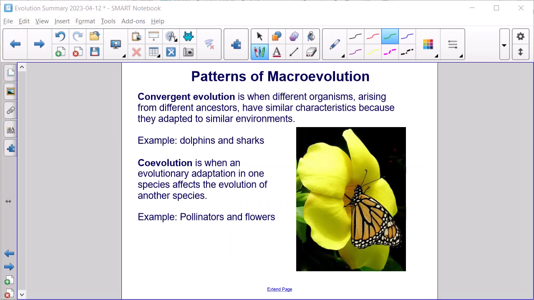Divergent evolution can arise from disruptive selection. Convergent evolution is when different organisms, arising from different ancestors, have similar characteristics because they adapted to similar environments. For example, dolphins and sharks. Coevolution is when an evolutionary adaptation in one species affects the evolution of another species. For example, pollinators and flowers.